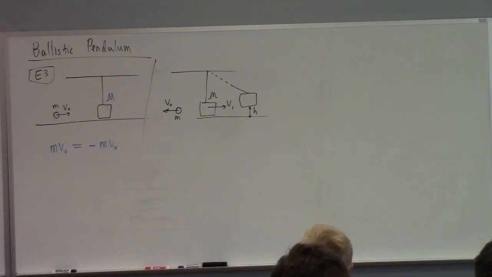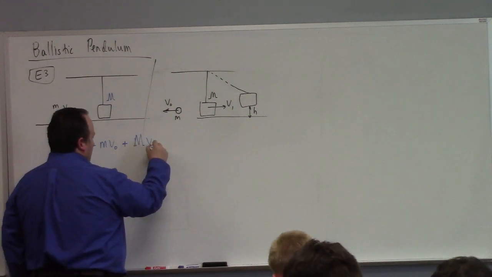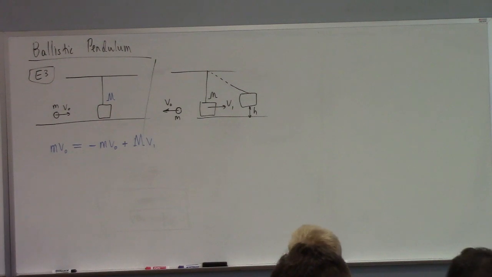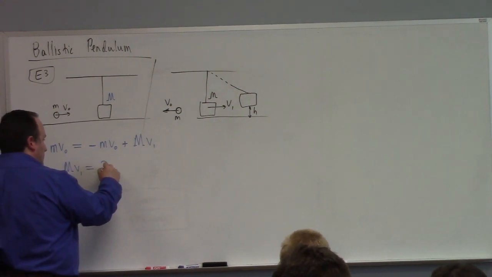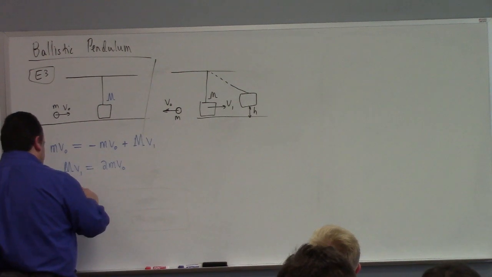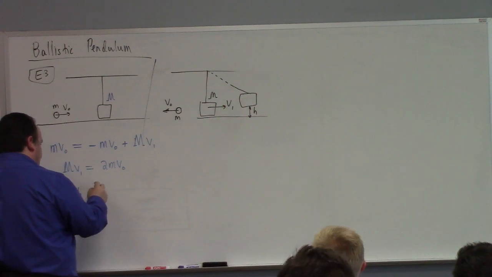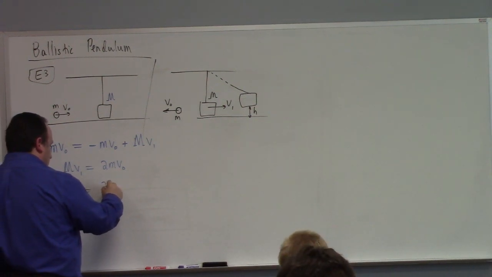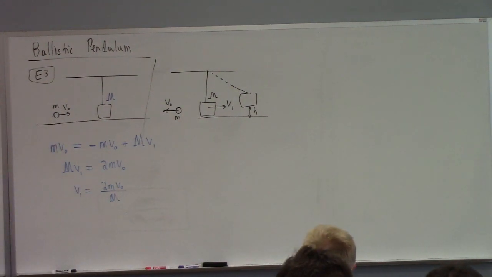I'll do a two-dimensional momentum problem next, okay? Don't worry. And then plus what? Plus big M V1. See? So that makes big M V1 actually equal to 2 times M V0. This actually doubles the speed, I think. Well, it's not quite comparable because the mass is not stuck to the mass afterwards, so it's a little bit different in that sense. But V1 is, in this case, 2 M V0 over big M. That's the initial speed after the bullet bounces.